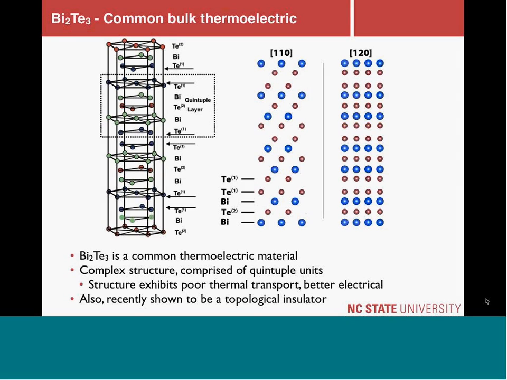Okay, so bismuth telluride. Where does bismuth telluride come in? Well, it's a thermoelectric material, particularly for applications around room temperature, relevant for scavenging heat from either the exhaust of a vehicle or from the body.